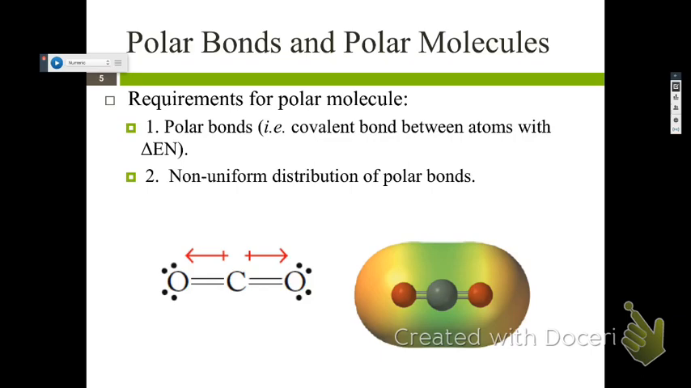So talk to your neighbor. How do we decide that CO2 is not polar, even though we have 2 polar bonds? Talk to your neighbors, please.